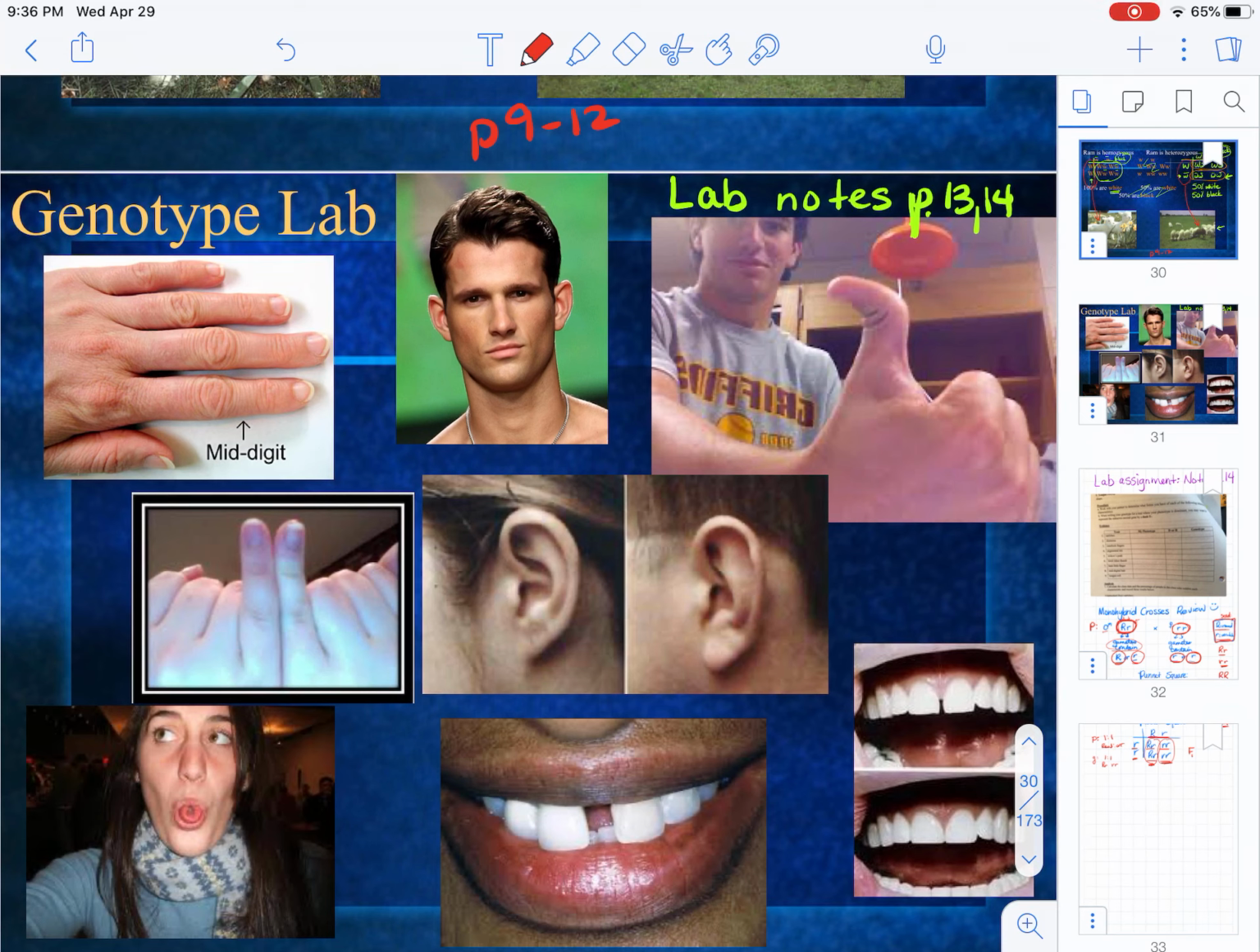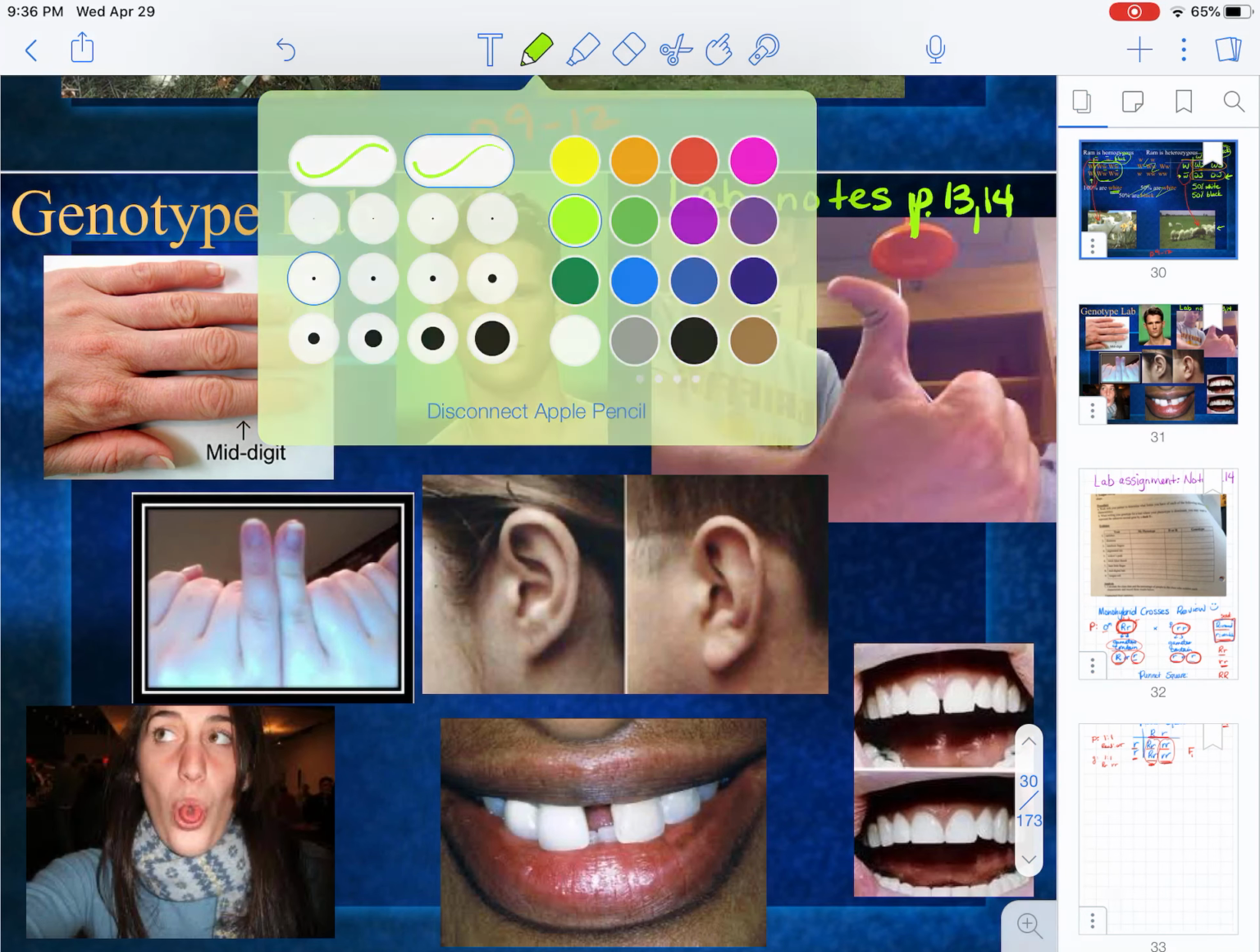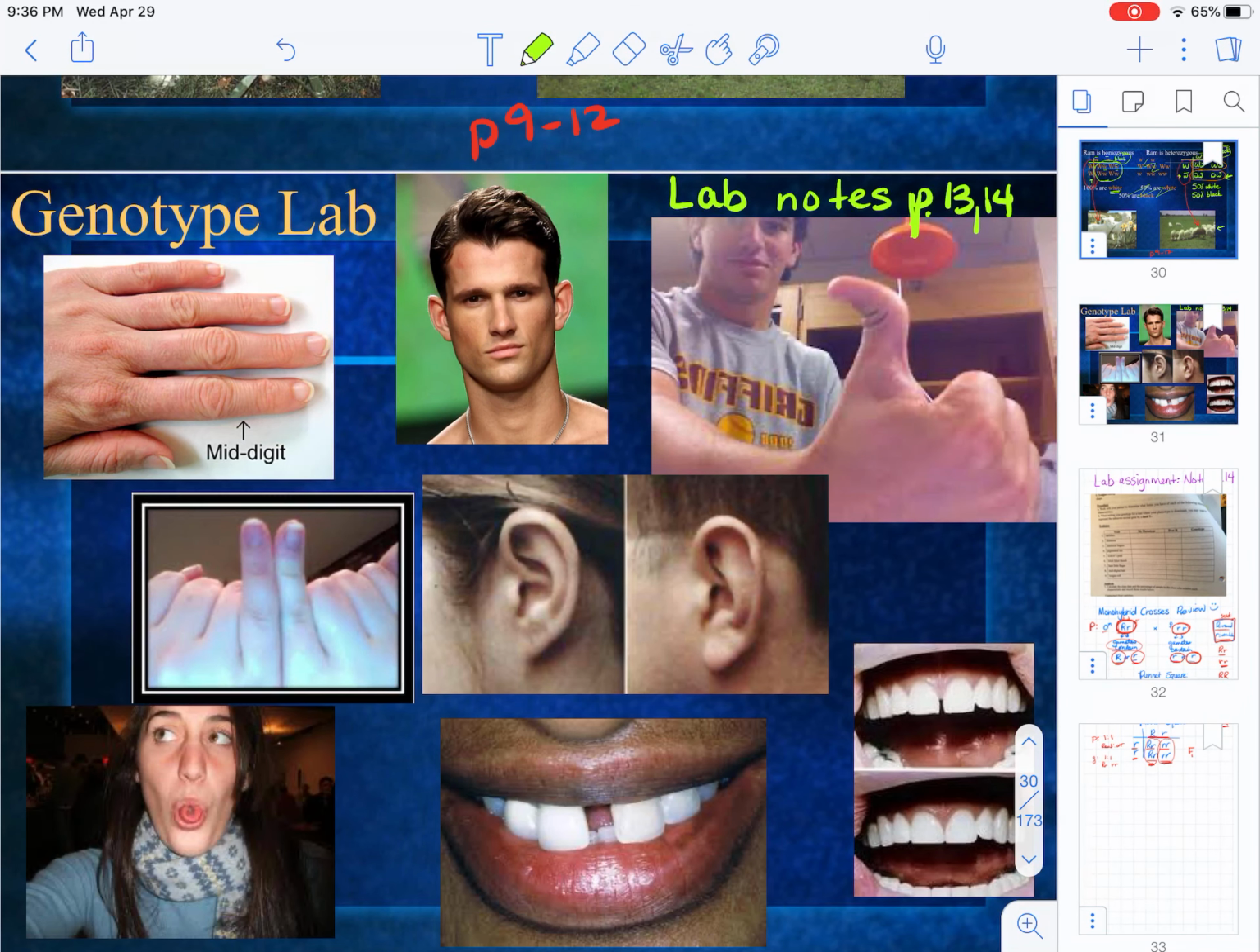What I'd like to do is start off with looking at what you would have been doing in class, which is a genotype lab. This goes with your notes on page 13 and 14, where you figure out what your phenotype is, and genotype if you can. Your phenotype is for 9 different traits. So if you read through page 13 and 14, they go through and explain which is dominant and which symbol to use for each trait.